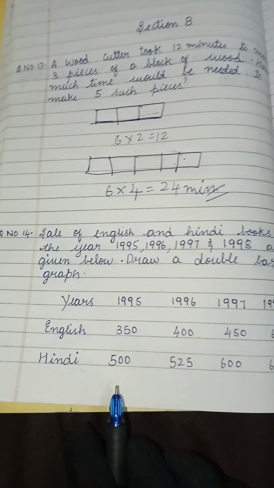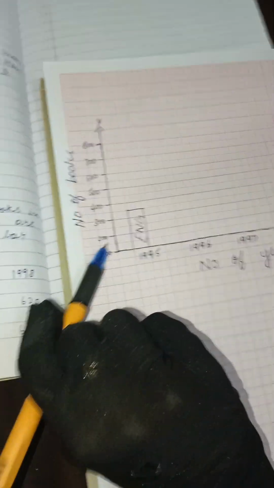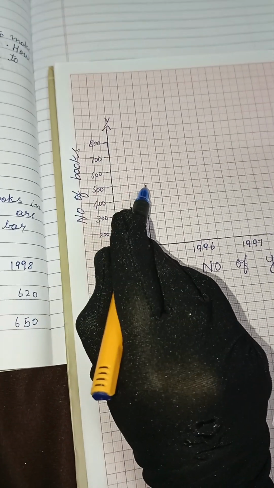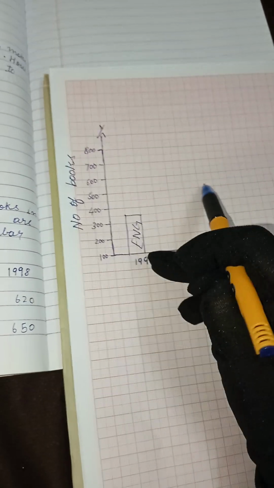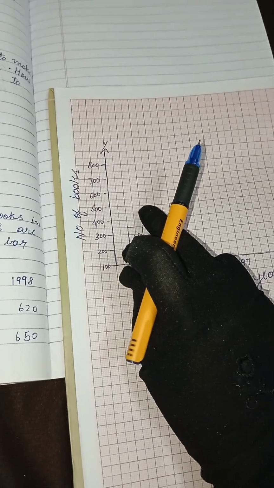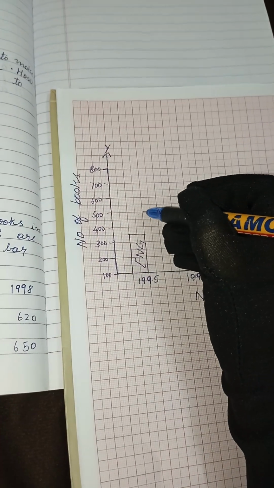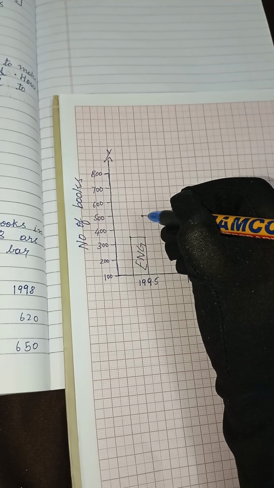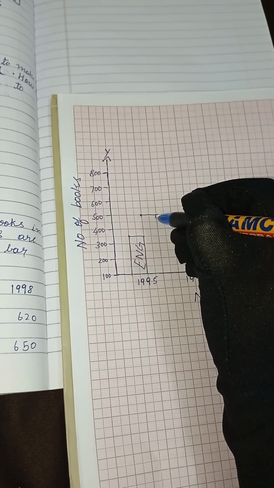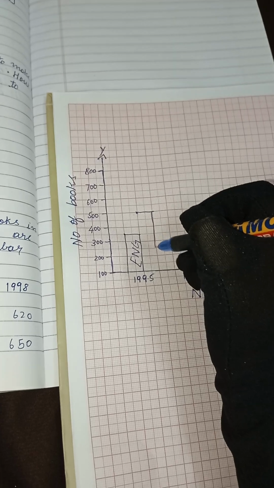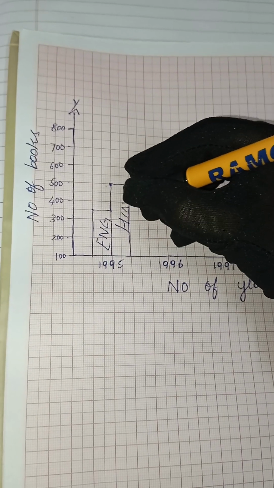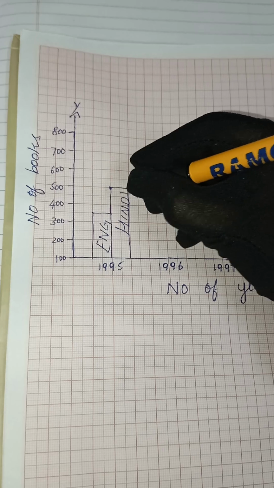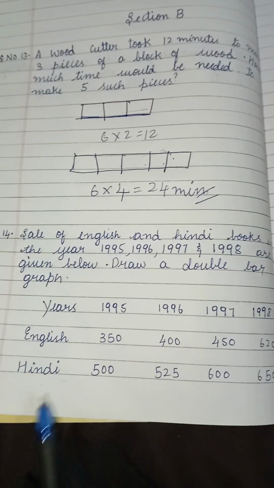Okay. Now we'll come to Hindi. Hindi is 500. Where is 500 in the number of books? This is 500, right? So in 1995, the Hindi books were sold till 500. 500 books were sold, right? So we'll mark here till 500. So this is Hindi.